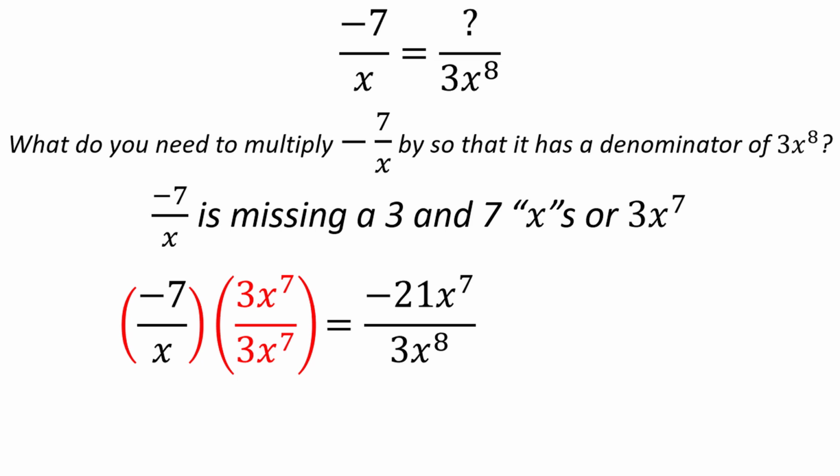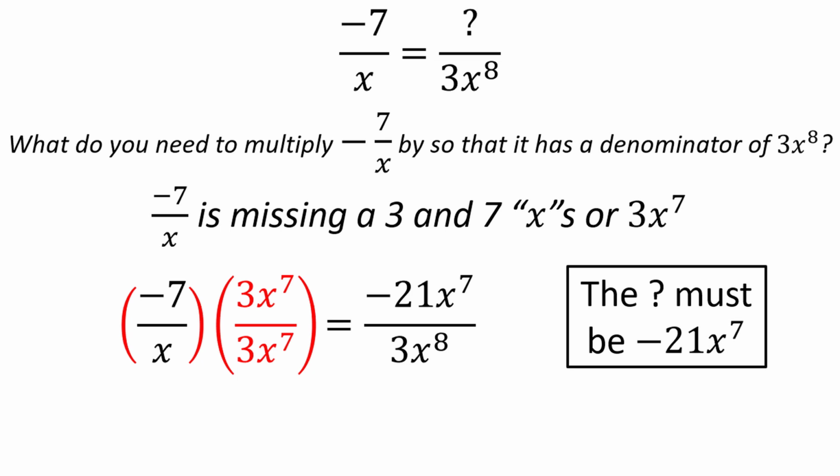This will leave us with negative 21x to the 7th divided by 3x to the 8th. At this point, we have found our answer. We modified negative 7 over x to have the desired denominator of 3x to the 8th, and found that the numerator needs to be negative 21x to the 7th, which is the missing value.